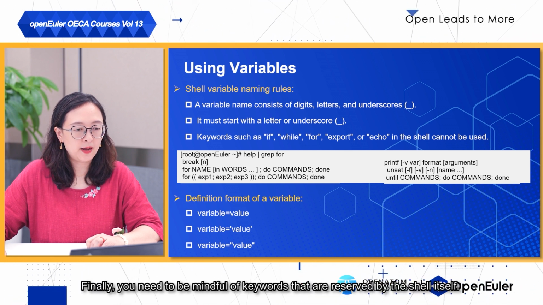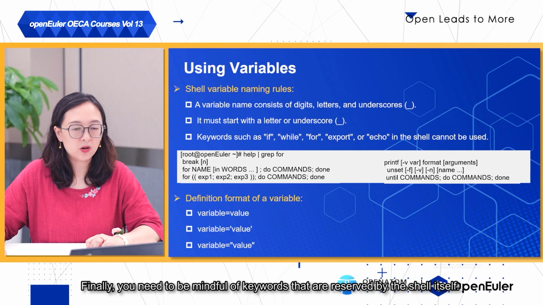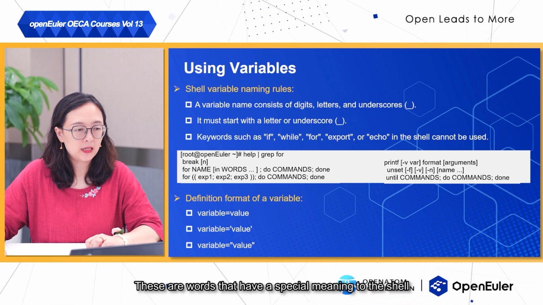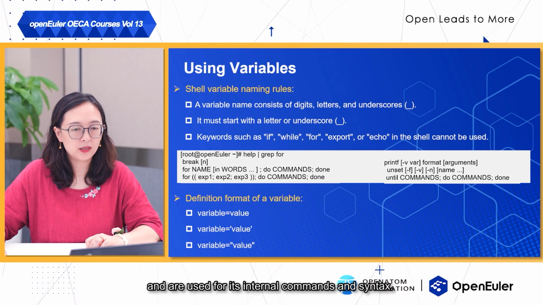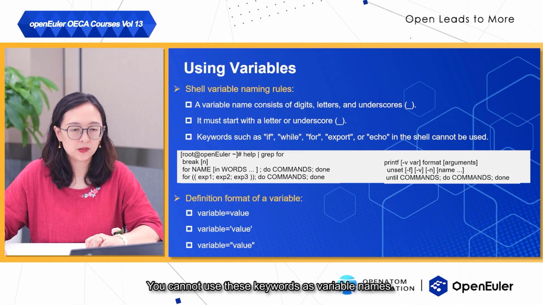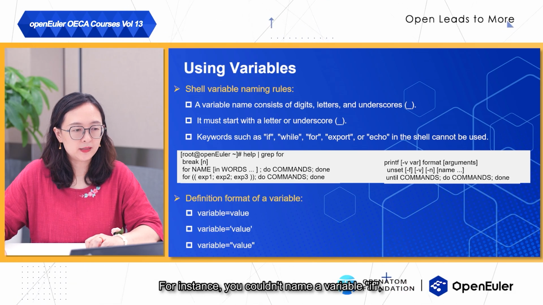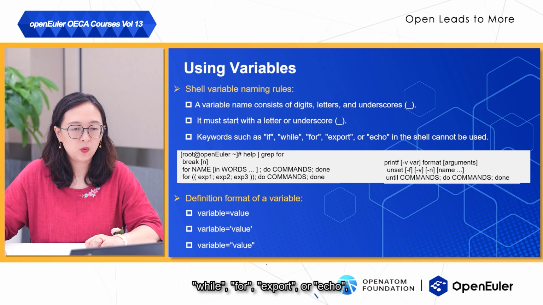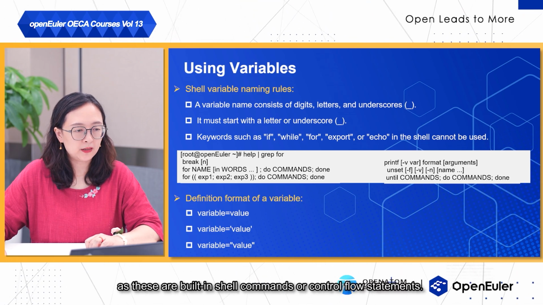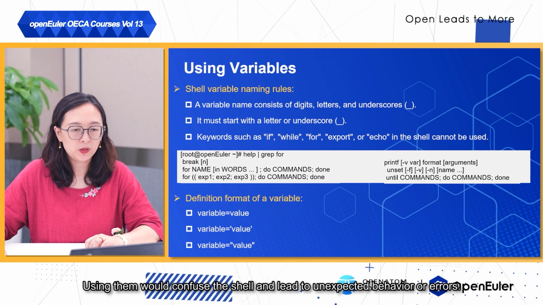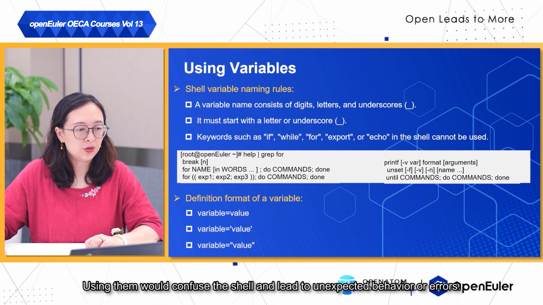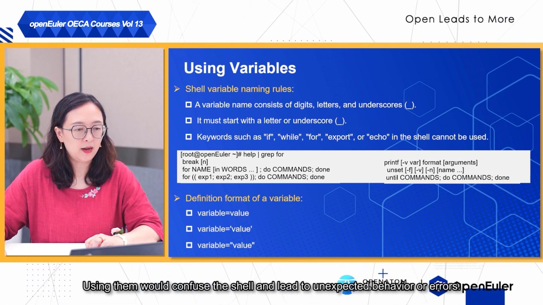Finally, you need to be mindful of keywords that are reserved by the shell itself. These are words that have a special meaning to the shell and are used for its internal commands and syntax. You cannot use these keywords as variable names. For instance, you couldn't name a variable if, while, for, export, or echo, as these are built-in shell commands for control flow statements. Using them would confuse the shell and lead to unexpected behavior or errors.